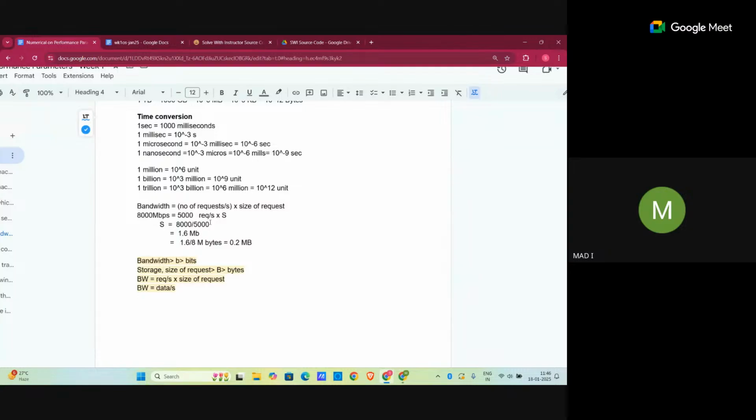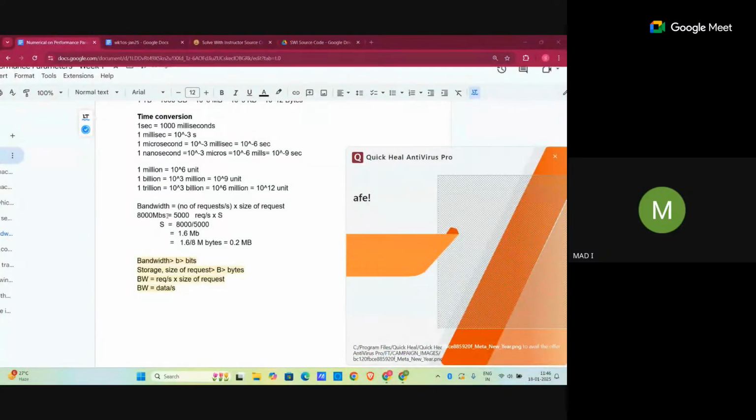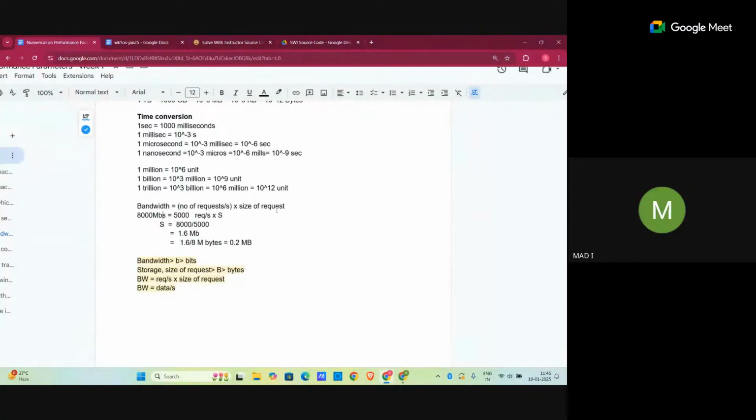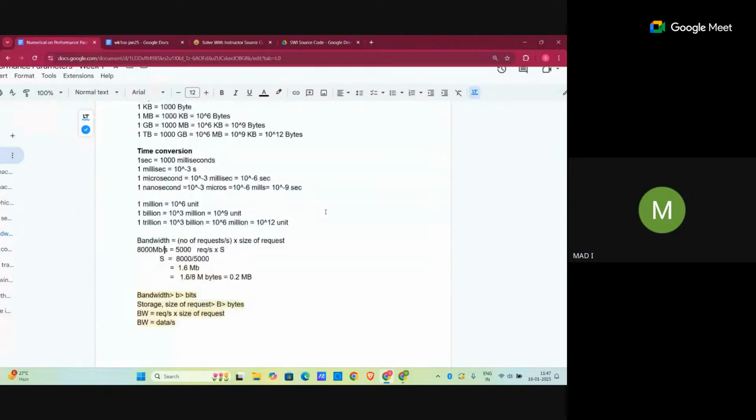8000 divided by 5000, right? Simple calculation. If I want to calculate the size, I will divide 8000 by 5000. So this per second got cancelled. This is megabits per second divided by requests per second, so the per second cancels, and I will get the answer in megabits. So I got the answer as 1.6 megabits, but in the question it is asked in megabytes.